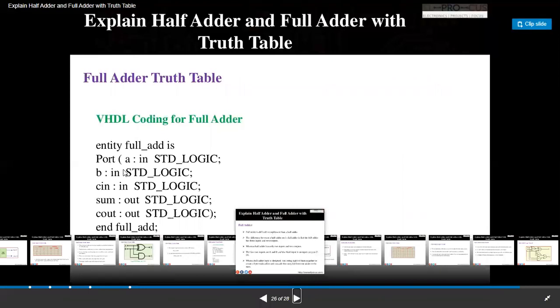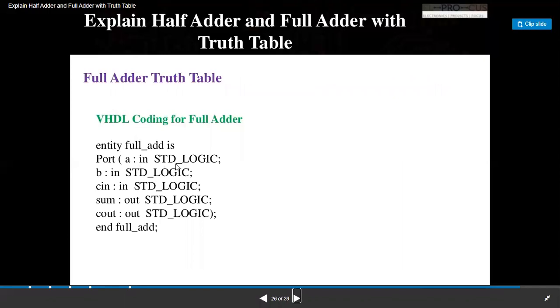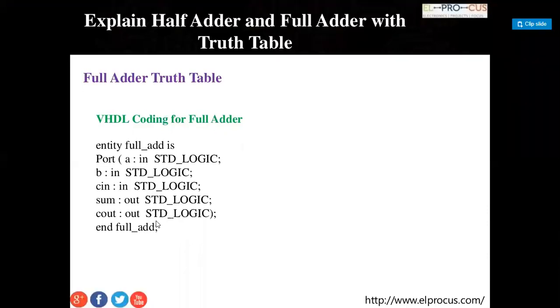So here the port A is in STD logic, B is also in STD logic, and C in is also in STD logic. Then the output bits are 2 pins. The outputs are sum and C out. Sum is out STD logic, and C out is also out STD logic. In that way we are defining the entity for the full adder circuit.